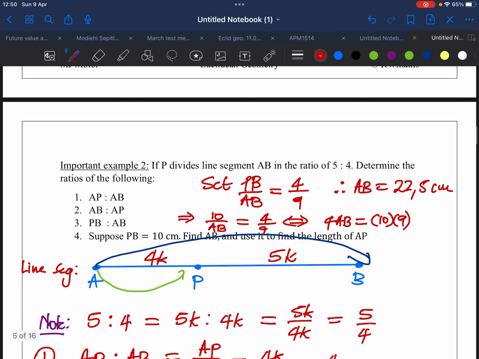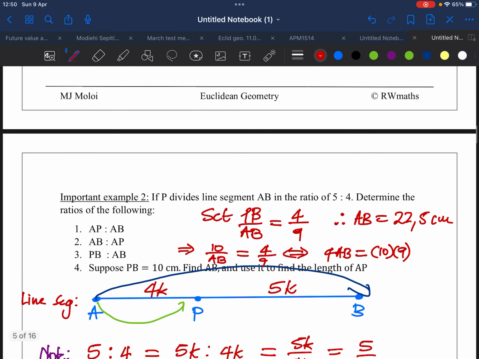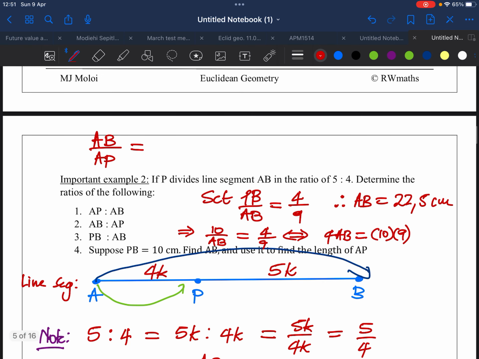But now we need to use AB to actually find the length of AP. So to do that, we will say AB divided by AP is equivalent to how much? AB is 9 and AP is 4, so this is true if and only if, with AB being 22,5 and AP unknown, we are looking for AP, which is equivalent to 9 over 4.